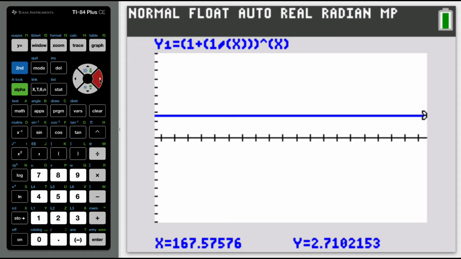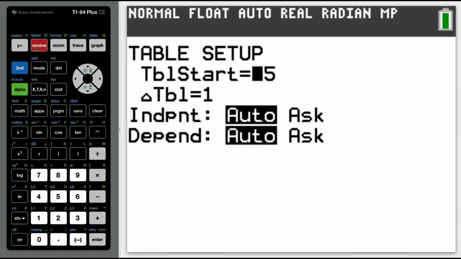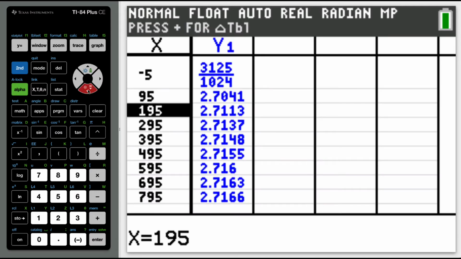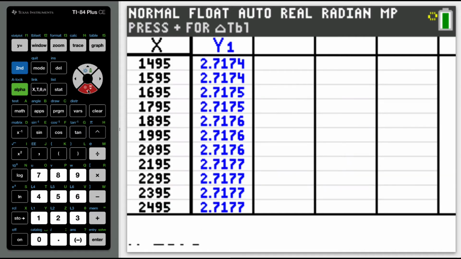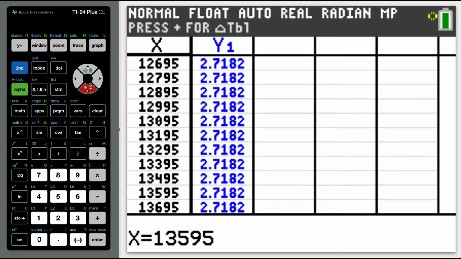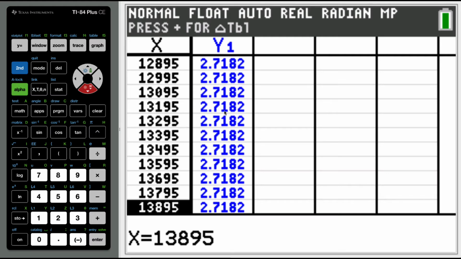Now this is actually going to take a while for us to get out to what e actually is, so I'm going to switch over to the table. But before I look at the table, I'm going to change some things. So I'm going to hit second and window, and for my delta table, for how much that table is going up by, I'm going to go up by 100 each step. So now if we look at the table and we scroll out to x values that keep getting bigger and bigger, we get to a point where our y values haven't changed in quite a while. We're at almost 14,000, and we can see that these last few y values have been exactly the same. So we can approximate e to be about 2.7182.